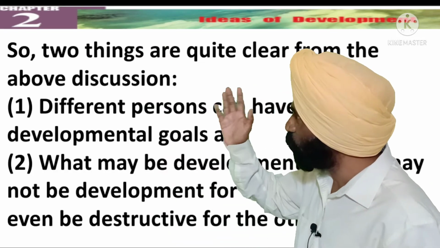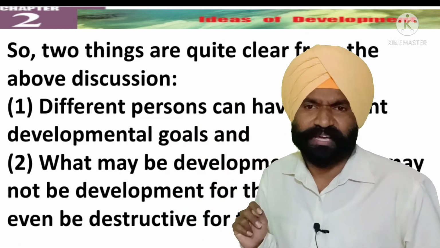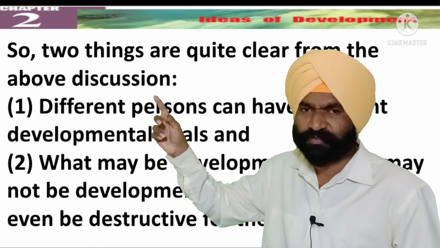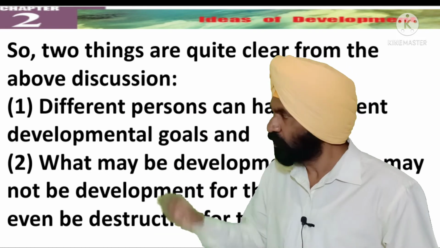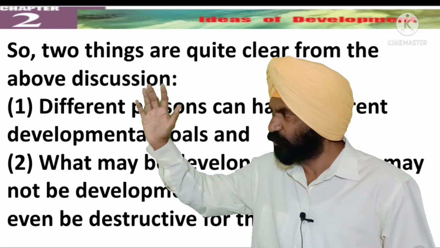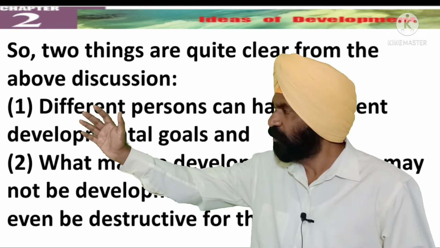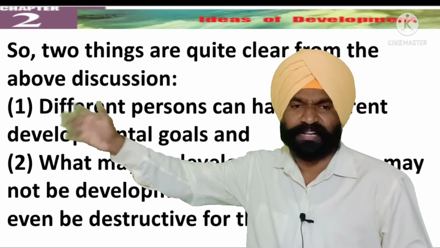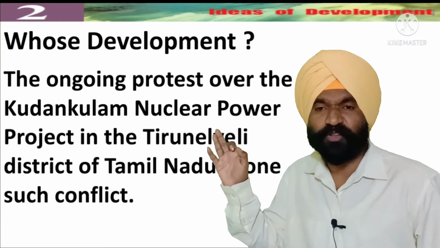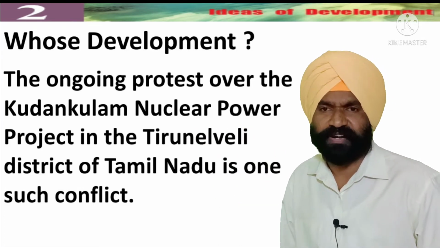So two things are quite clear from what we have studied till now. Different persons can have different ideas of developmental goals. No two people's ideas of development will be the same. The idea of development for one person will not be the same for another, and it may even be destructive for the other person. We will study a beautiful example regarding this matter. Ideas of development will be different for different people.